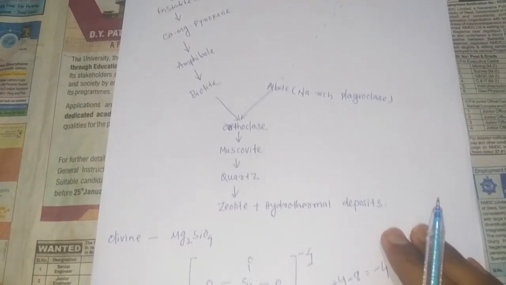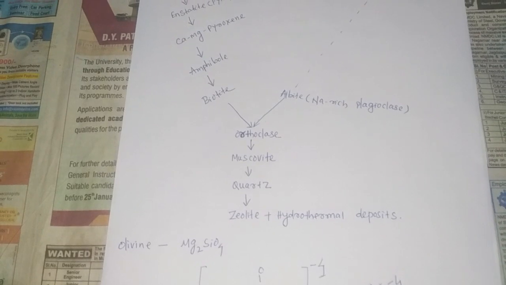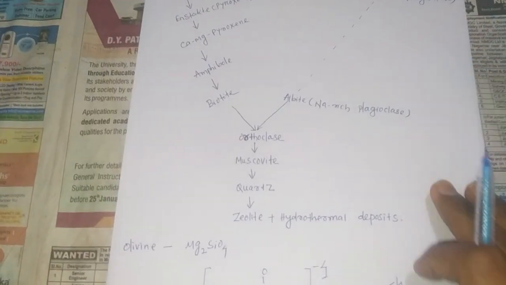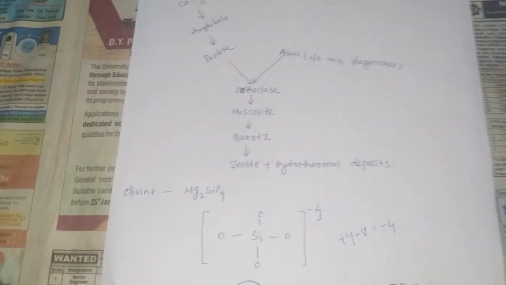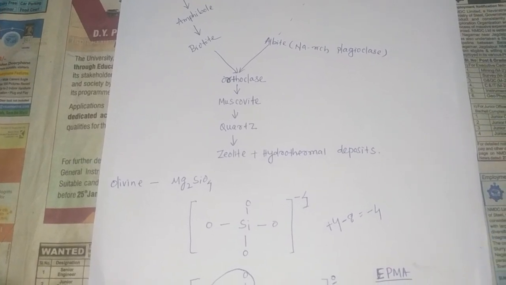So the first mineral to crystallize from the Bowen's reaction series is olivine, having a composition of Mg2SiO4. And this is the structure of one silicon tetrahedron having a net charge of -4.